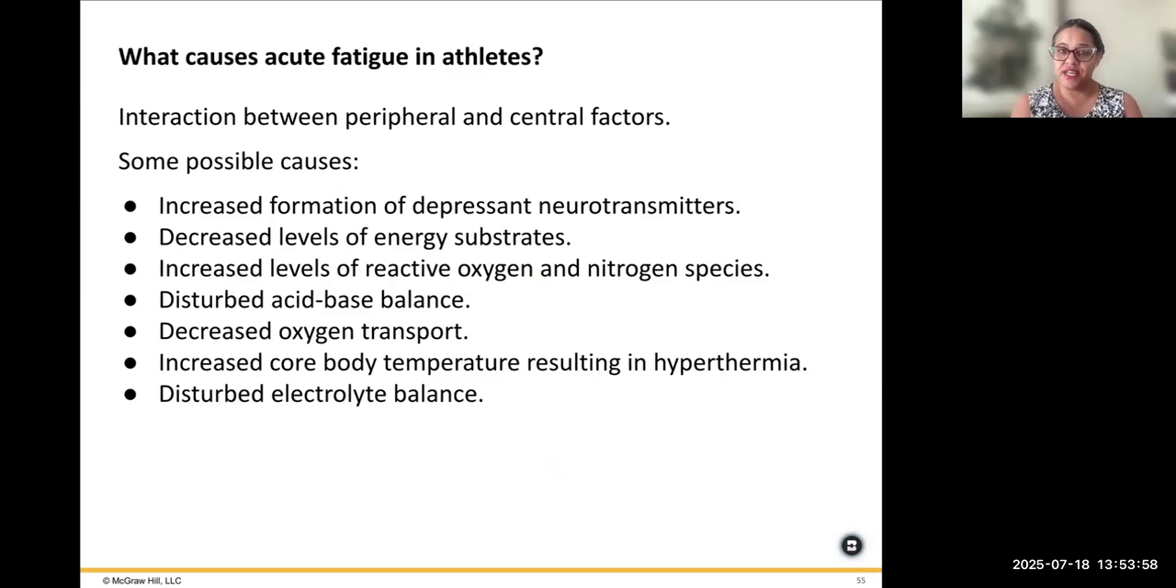What causes acute fatigue in athletes? The interaction between the peripheral and central factors: increased formation of depressant neurotransmitters, decreased levels of energy substrates, increased levels of reactive oxygen and nitrogen species, disturbed acid-base balance, or pH is off, decreased oxygen transport. No iron means less oxygen transport in the blood. Increased core body temperature resulting in hyperthermia, disturbed electrolyte balance.